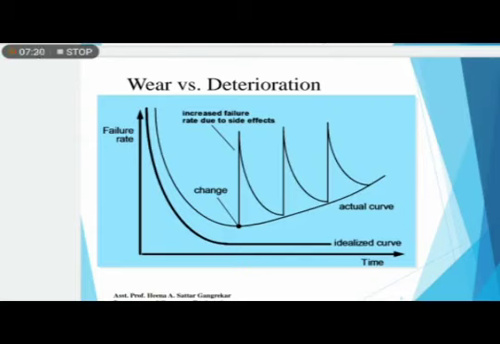Now, what is the software case? Software is not susceptible to the environmental maladies that cause hardware to wear out. Therefore, the failure rate curve for the software should take the form of the idealized curve. See, so your actual curve is nothing but the representation of your hardware failure. That is, hardware can wear out, but software cannot wear out. That's why the curve is an idealized curve.